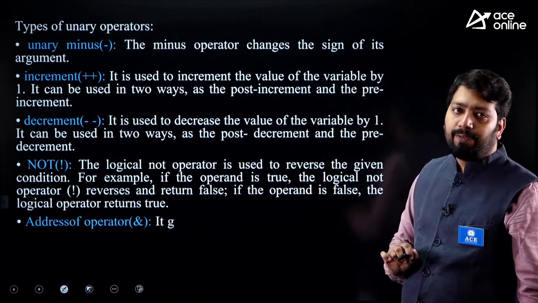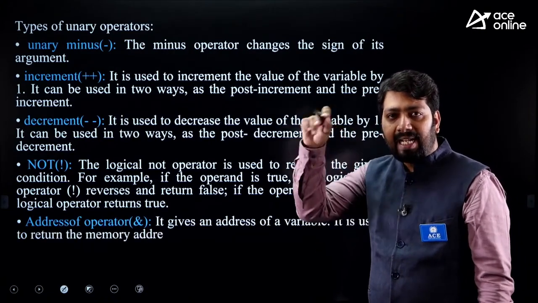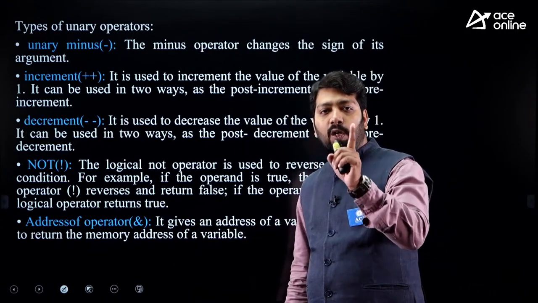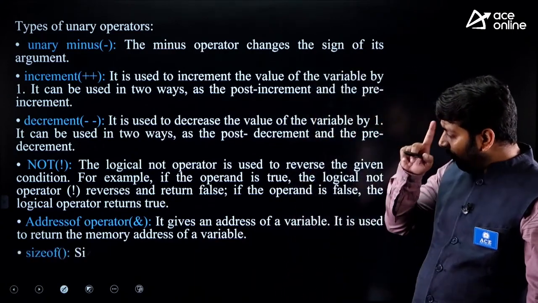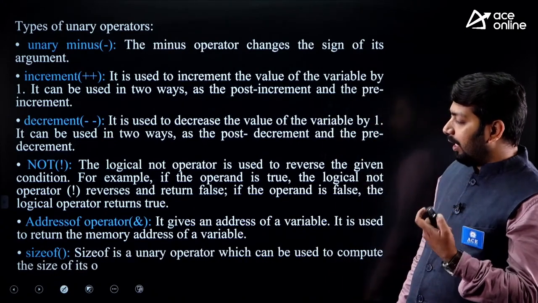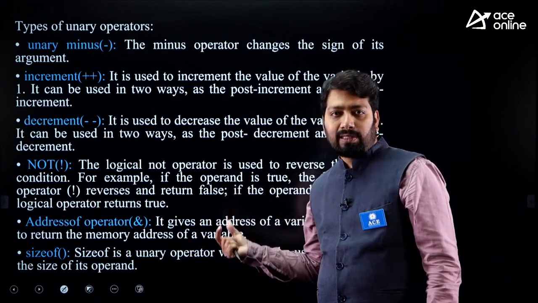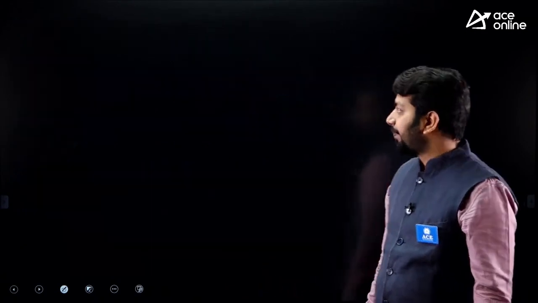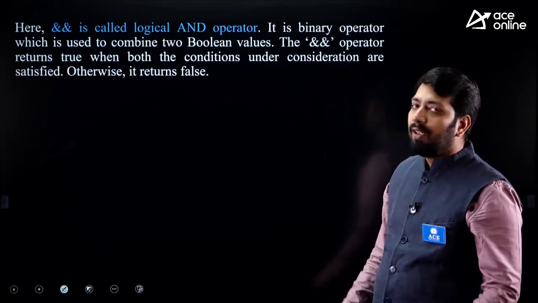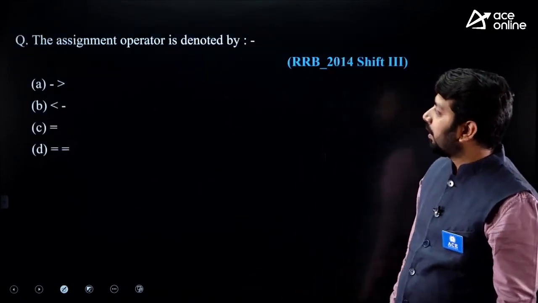Fine. Address of. We use address of in scanf, %d and address of variable name. Fine. So the address operator is also a unary operator where we use only one variable name. The sizeof operator is also a unary operator where we give only one operand. It will give the size of any variable or constant or any data type. Fine. And is a logical operator. We have just seen it. When both the operands are true, then only it will return true, otherwise it will return false.